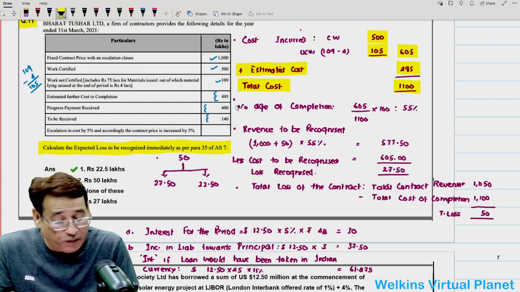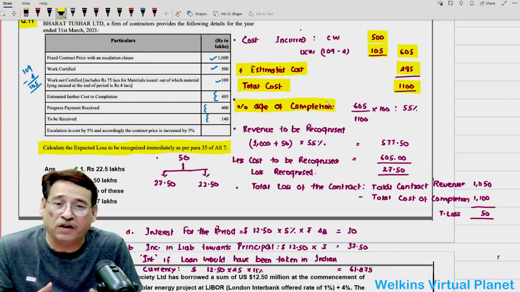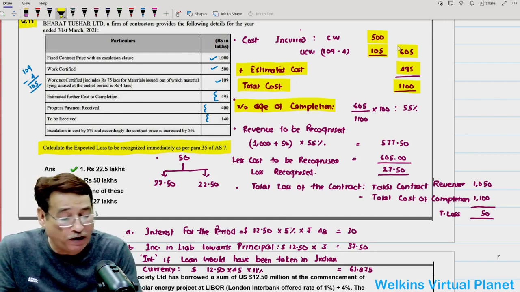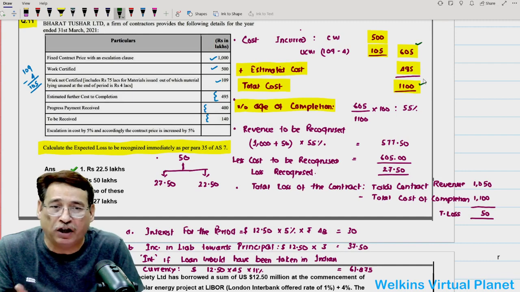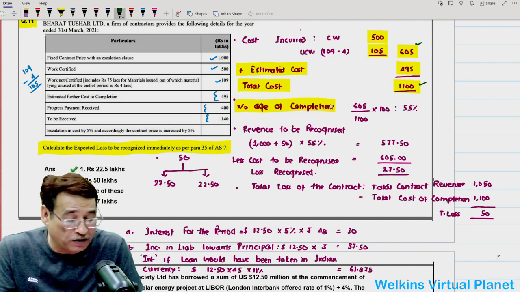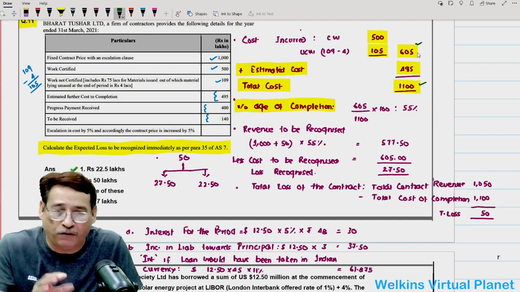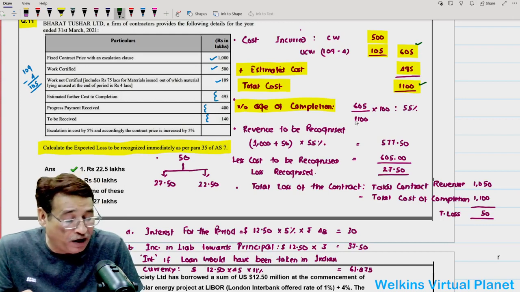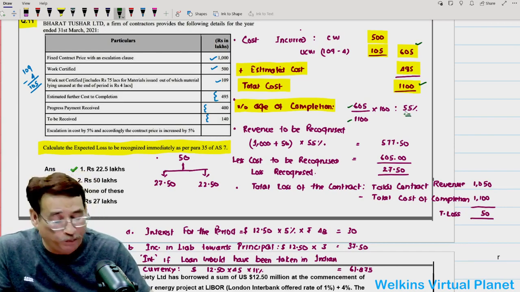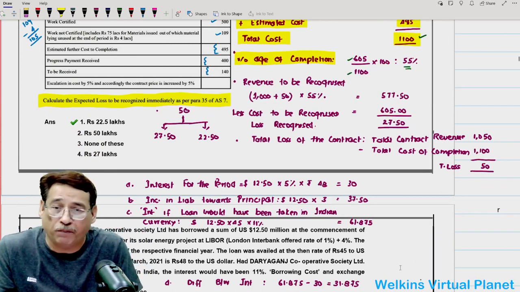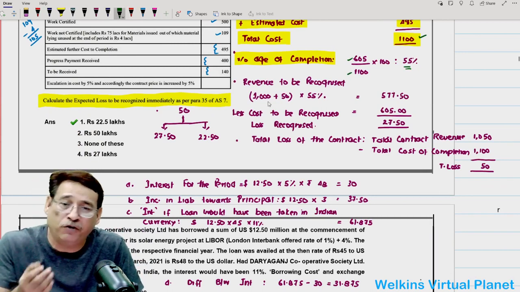Now it becomes easier for us to know the percentage of completion, because so far we have incurred 605 of cost, and the final cost is 1,100. So we take the percentage of completion as cost incurred till date, 605, divided by total cost of the contract, that is 1,100 lakhs. So 55% of the contract is completed. So obviously now we have a right to recognize 55% of the revenue. What is revenue? Revenue is your contract price.